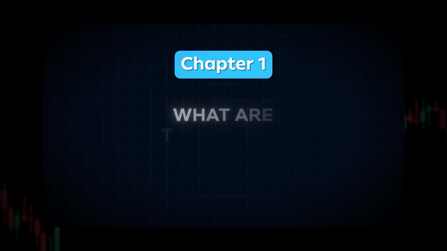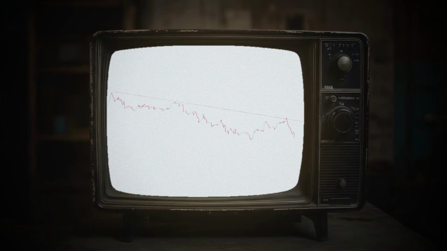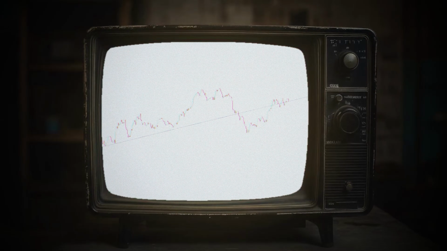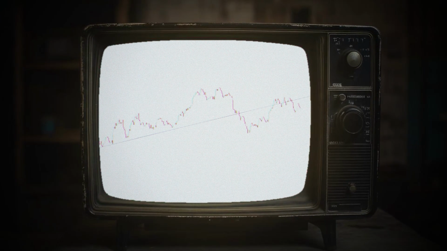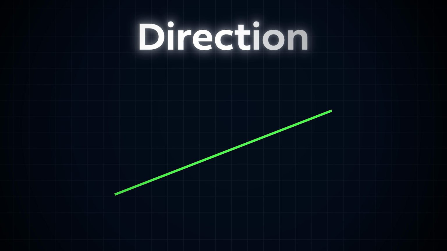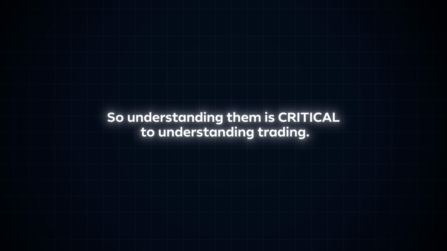Let's begin by understanding what a trend line is. Trend lines are the OG technical analysis. All charting concepts originate from trend lines, and without them, we might be better off throwing darts at a board. Trend lines are the visual indication of a market's direction and speed, so understanding them is critical to understanding trading.